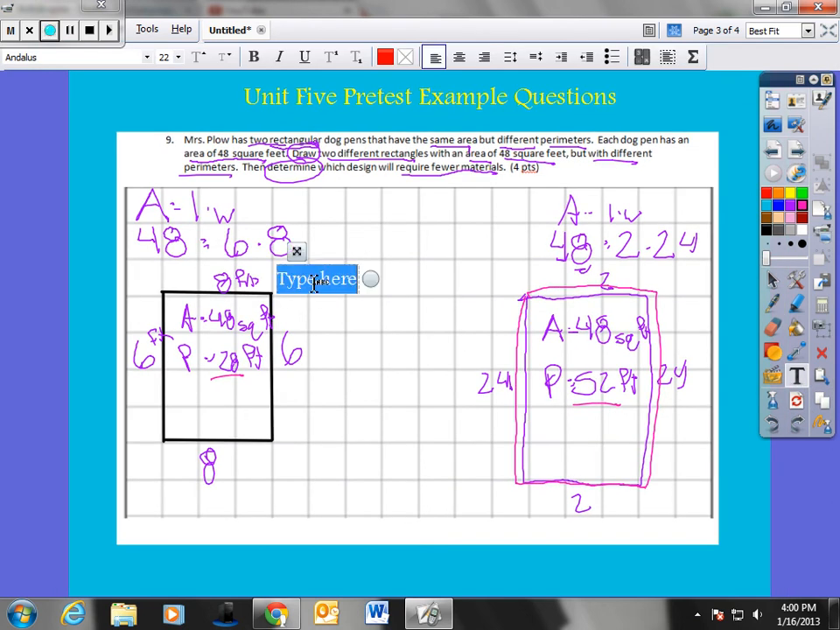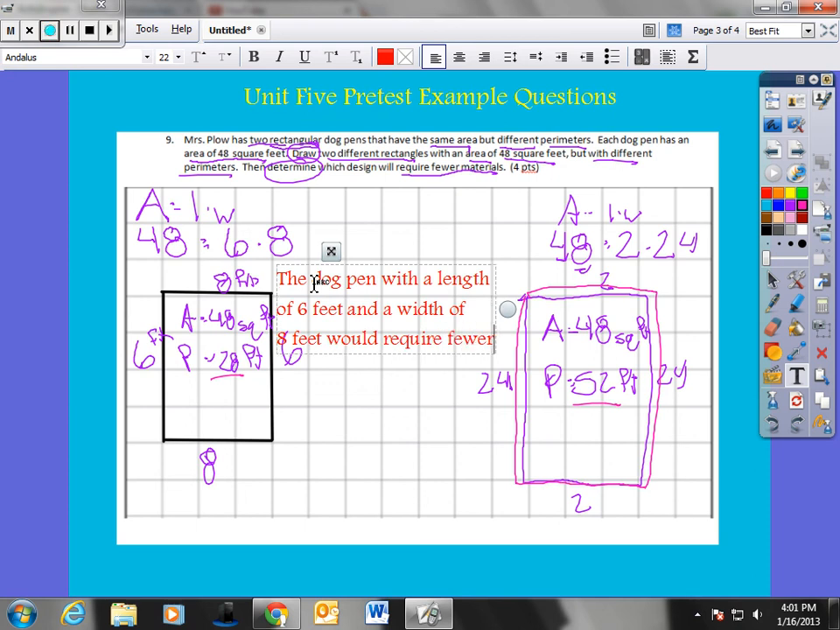So, I will type out an answer. The dog pen I'll use, the dog pen with a length of 6 feet and a width of 8 feet would require fewer feet of fencing than the other design. And I am done.